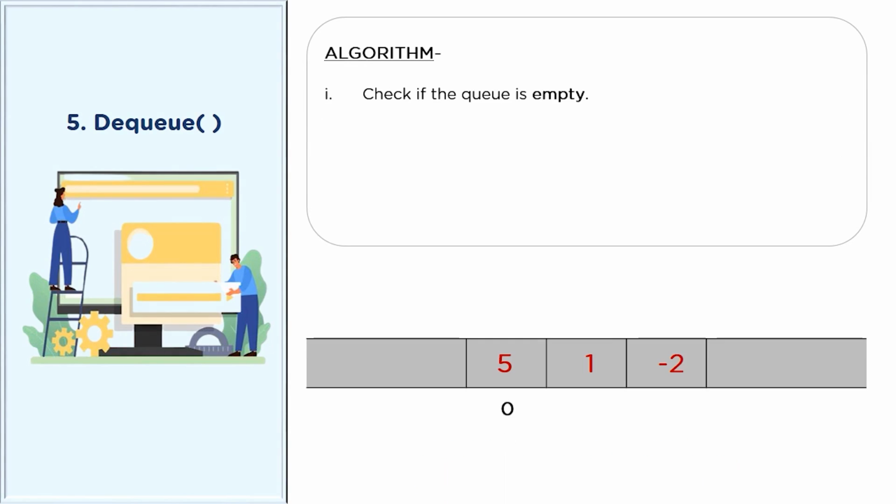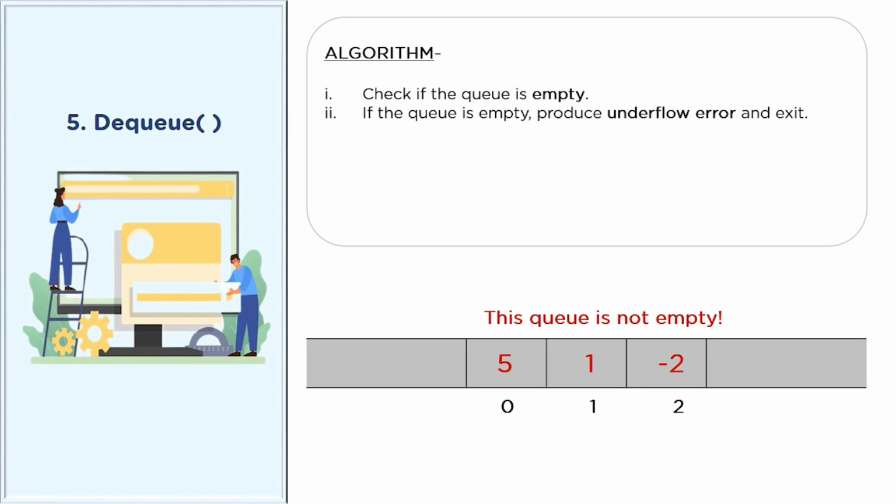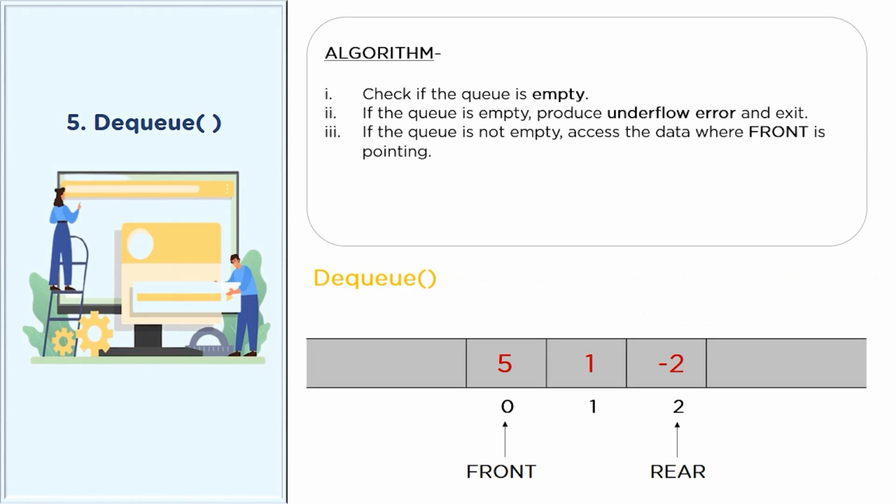Now we will discuss the dequeue operation. If we want to access data from a queue, we have to perform 2 subtasks. The first one is access the data where the front is pointing, and another is to remove the data after access. And this complete process is called dequeue operation. The first step of this operation is to check if the queue is empty. If the queue is empty, then there is no element available for deletion. This is a case of underflow error.